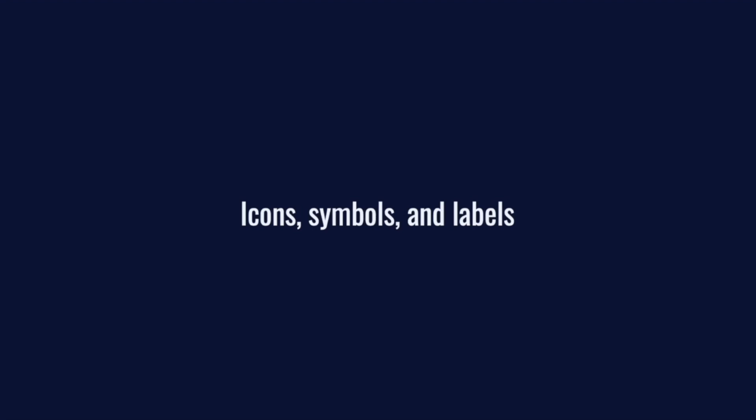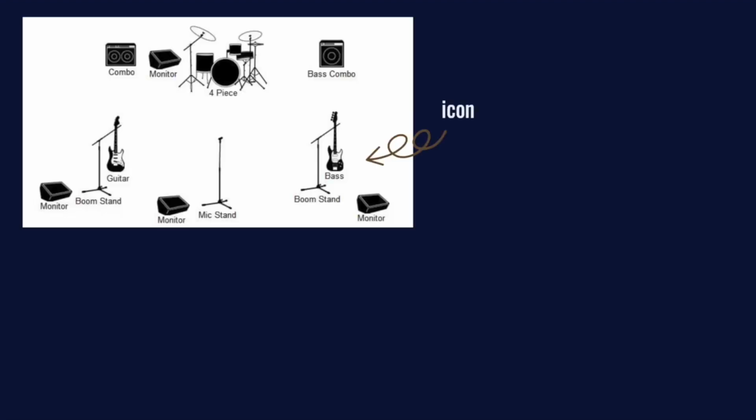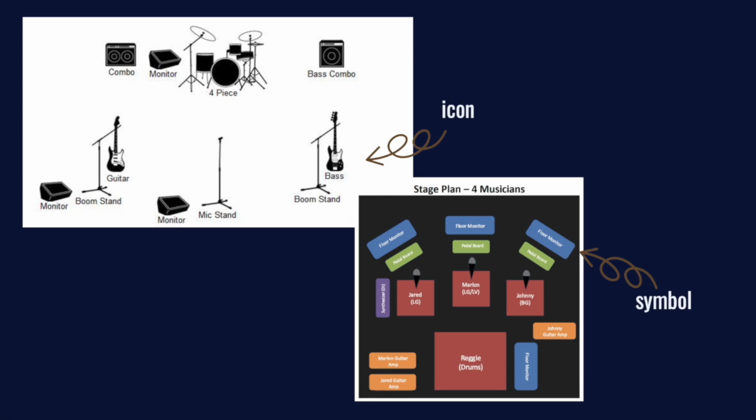To represent your equipment, you have the option to use icons, which actually look like the object, or symbols, which simply represent it. Like that giant red rectangle at the bottom, for example, which looks nothing like Reggie on the drums, is a symbol. And make sure to label your main elements. Label your main instruments directly, and you can use a key for smaller things like mic stands or DI boxes.